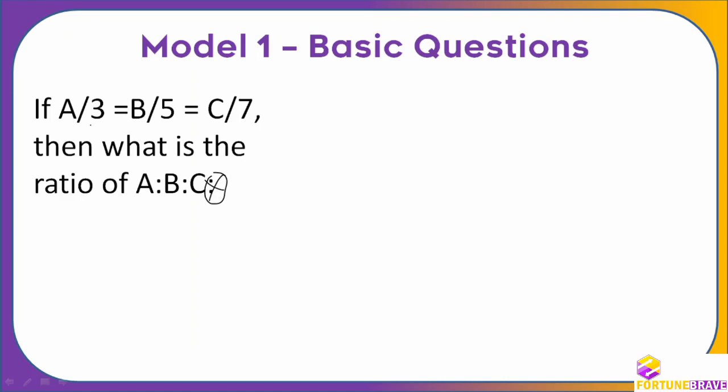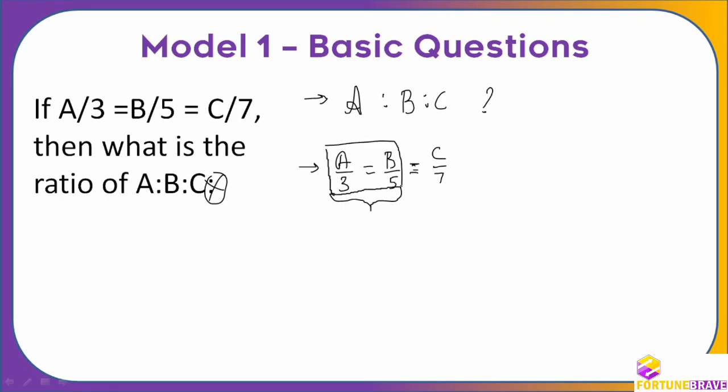A upon 3 is equal to B upon 5 is equal to C upon 7. Then what is the ratio of A is to B is to C? We need to find out what A is to B is to C. What is given here? A upon 3 is equal to B upon 5 is equal to C upon 7. Now I need to find the ratios A is to B and B is to C. What I'll do is take two values at a time and try to find the ratios.